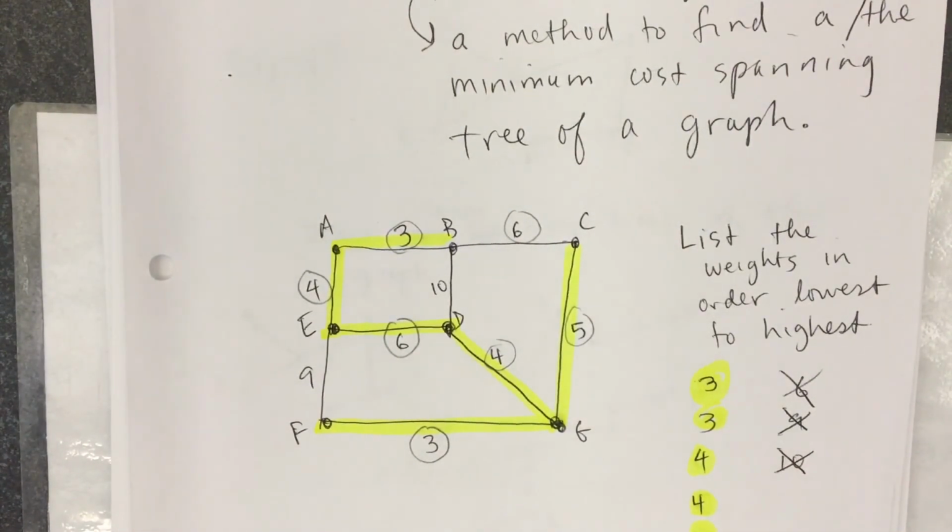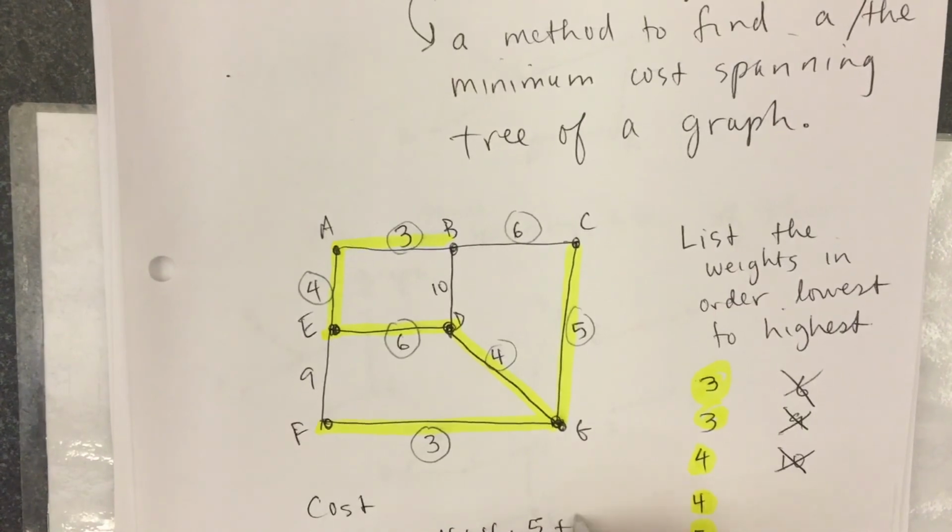Now this problem I wrote sort of just happened that I had to select all the smallest ones. That's not always going to be the case. To find the cost, you add up the ones you selected. 3 plus 3 plus 4 plus 4 plus 5 plus 6. So that's 14, 19, I get 25.